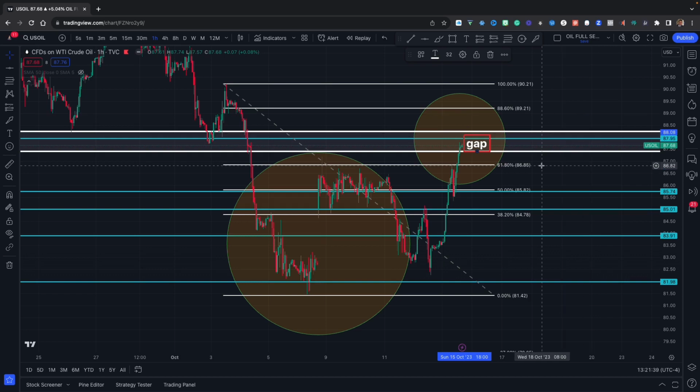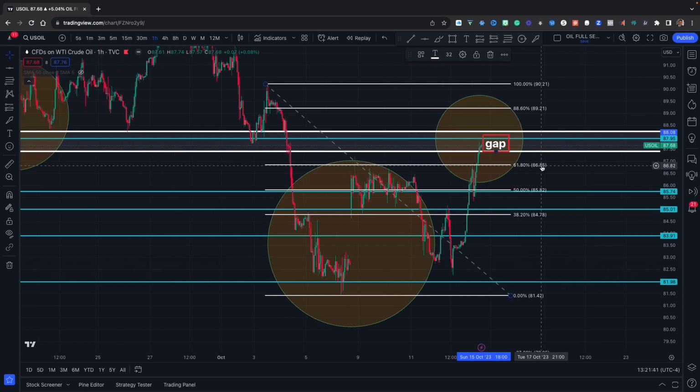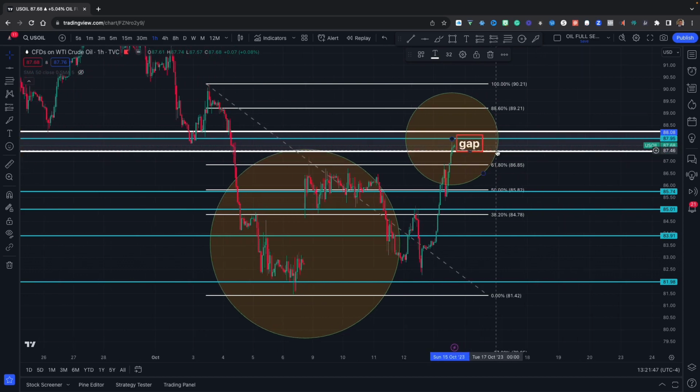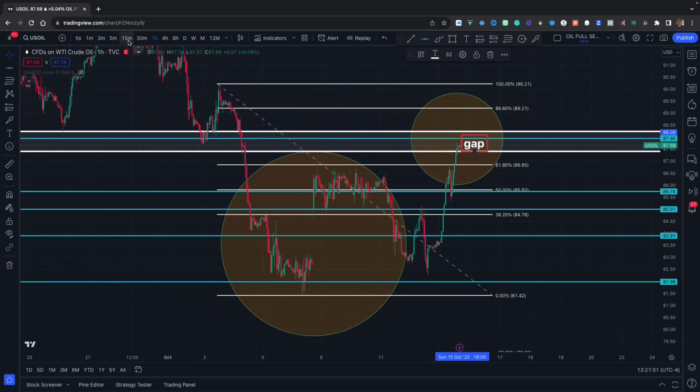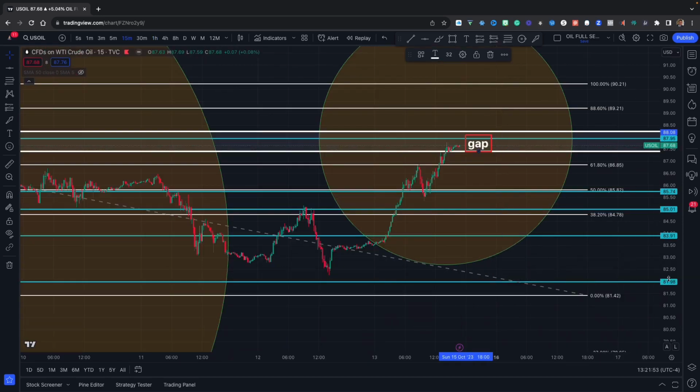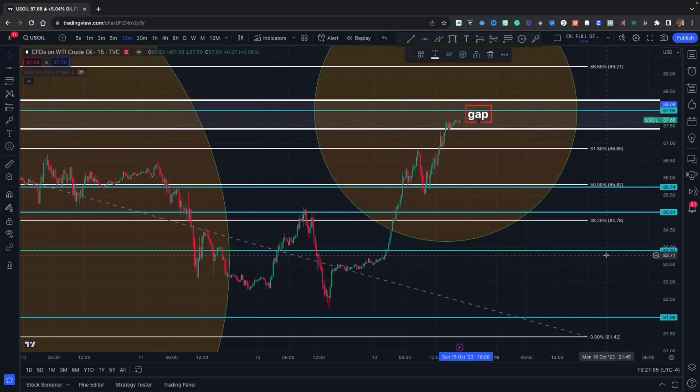So again, there is our gap, and our gap is also in a strong area of resistance as well. So price action is going to dictate our next few scenarios that we are going to talk about now on the 15-minute chart.